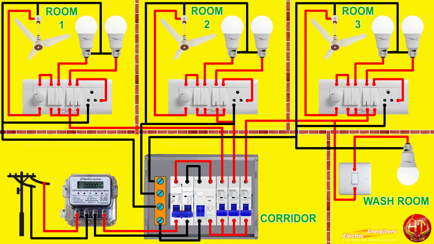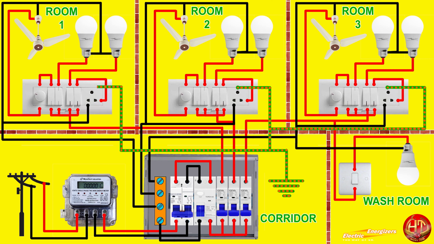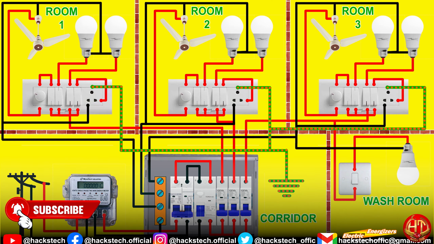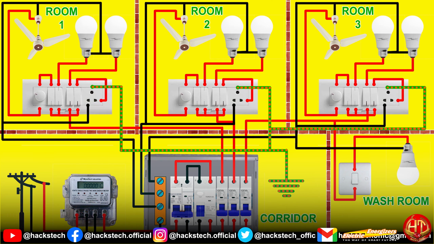In the last, if you want to do the earthing connection, we take a wire coming from the earthing and directly connect it with the third top pin of all the sockets. So I hope you understand completely how to do house wiring, and now you are able to do house wiring by yourself.